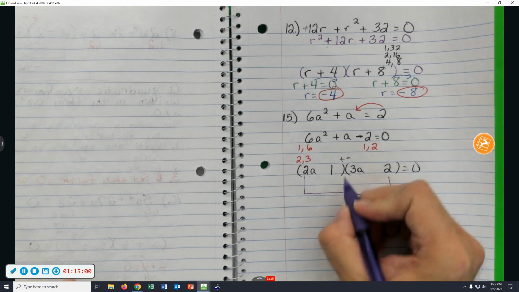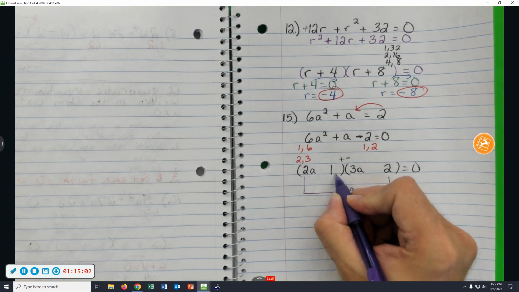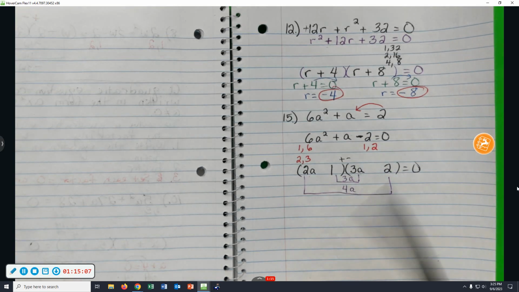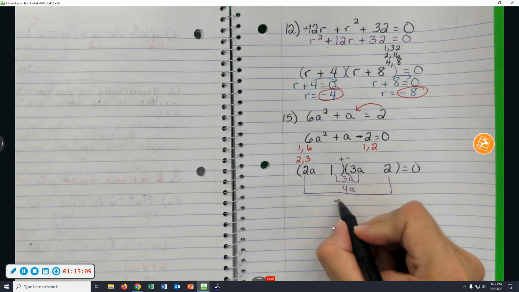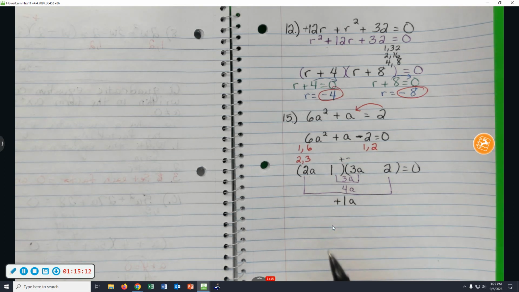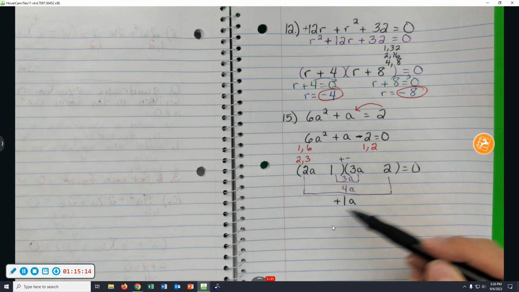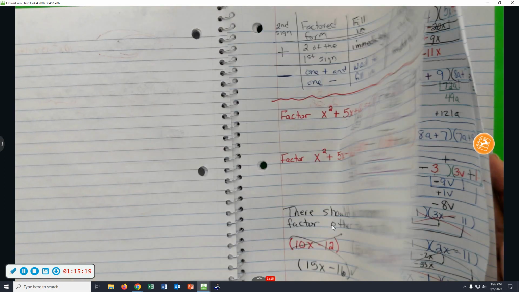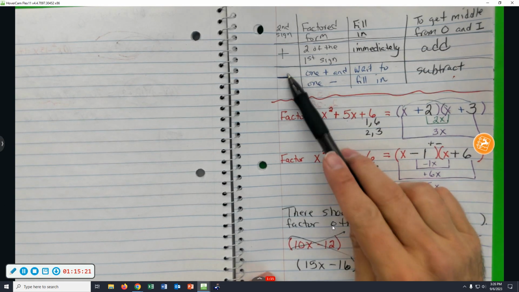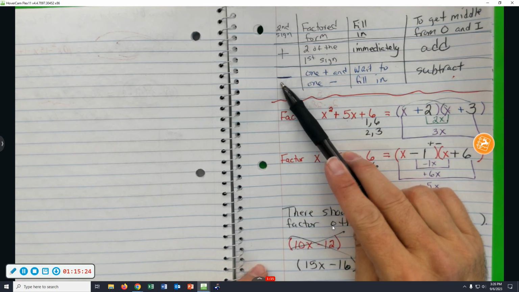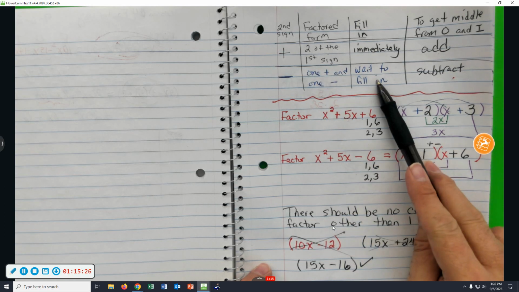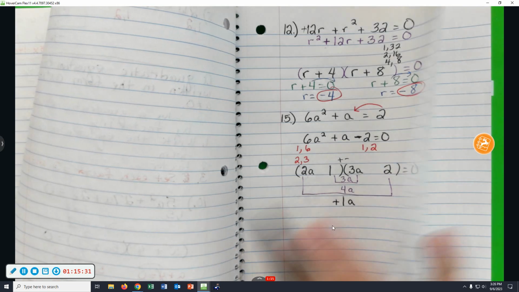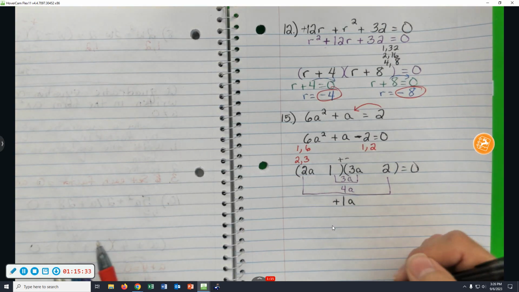Let's see, I'd have a 4A and a 3A. What do we need that to equal? Okay, I'm going to write plus 1A. So, we're subtracting these numbers. Remember that second, where's that little table? My world famous table. Second sign is minus. 1 plus and 1 minus. Wait to fill it in. Subtract the outer and inner to get the middle. So if I subtract 3 and 4, I can get a 1.